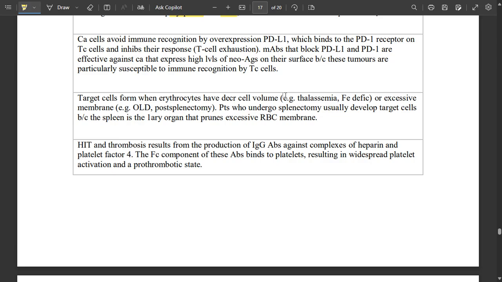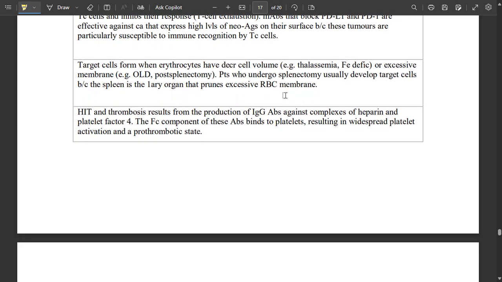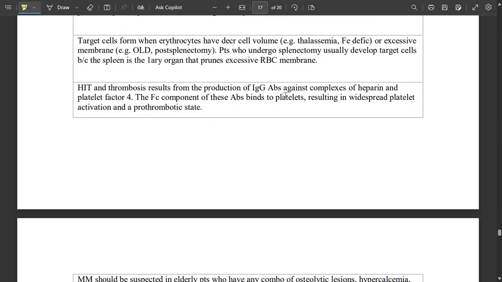If there is excessive membrane, for example post-splenectomy, patients who undergo splenectomy usually develop target cells, because the spleen is the primary organ that prunes excessive RBC membrane. After splenectomy, the excessive RBC membranes are no longer pruned off because of the absence of the spleen, so target cells can be seen. So target cells can be seen in iron deficiency anemia and excessive membrane disorders.